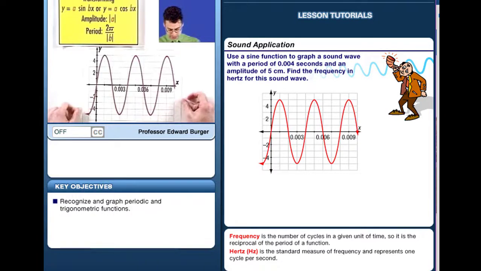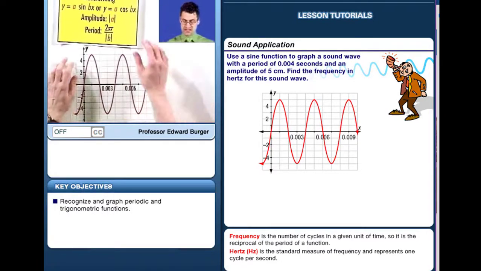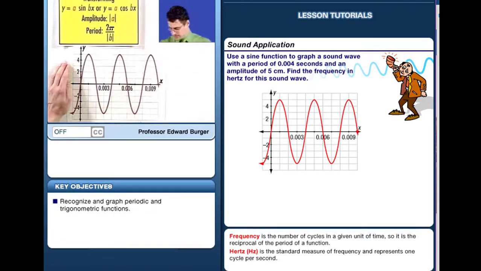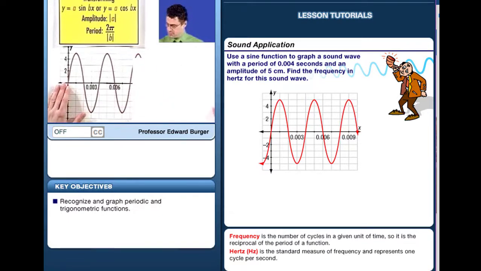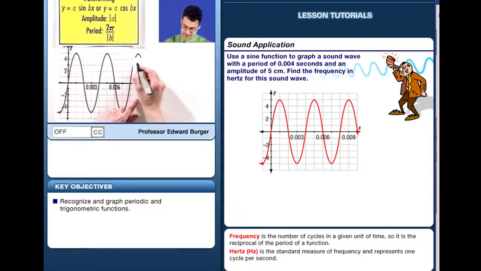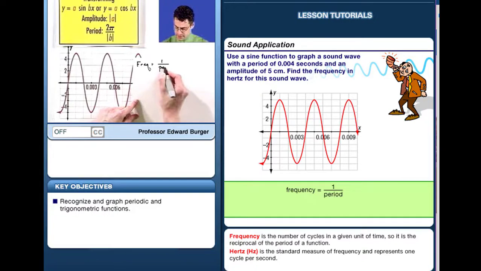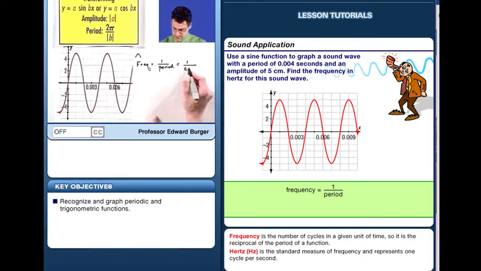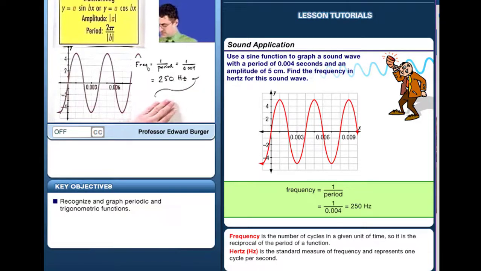And, well, what do I know? I know that the frequency is the reciprocal of the period. So to compute this, we say the frequency, I happen to know, is the reciprocal of the period. That's key, which in this case is the reciprocal of 0.004. And if you now work that out, we see 250 hertz. And so there we get information about sound waves by using the sine function.